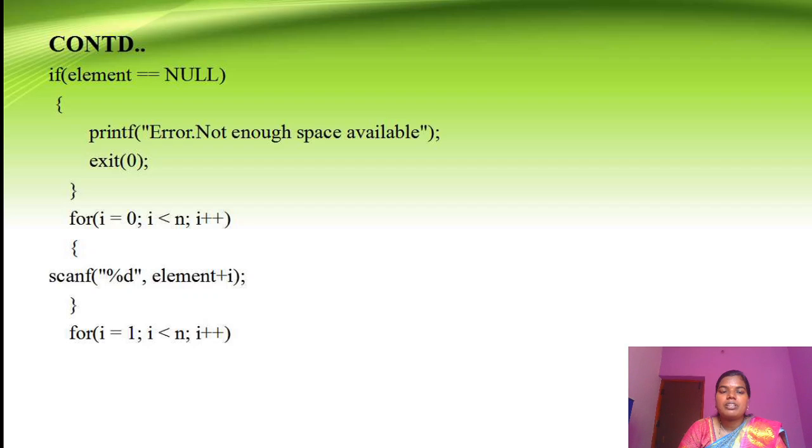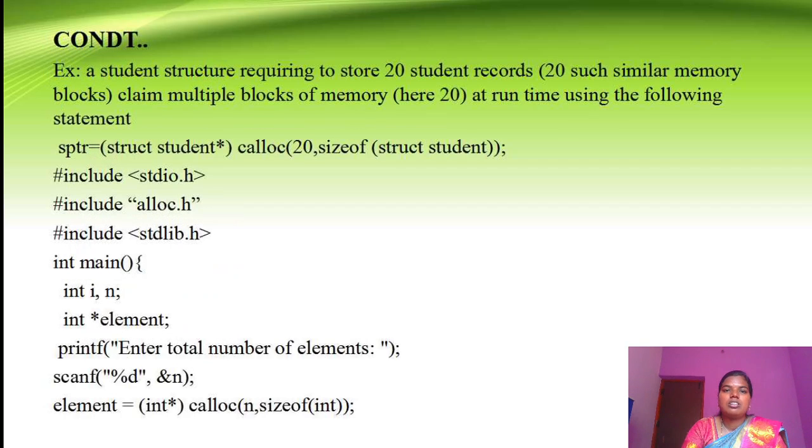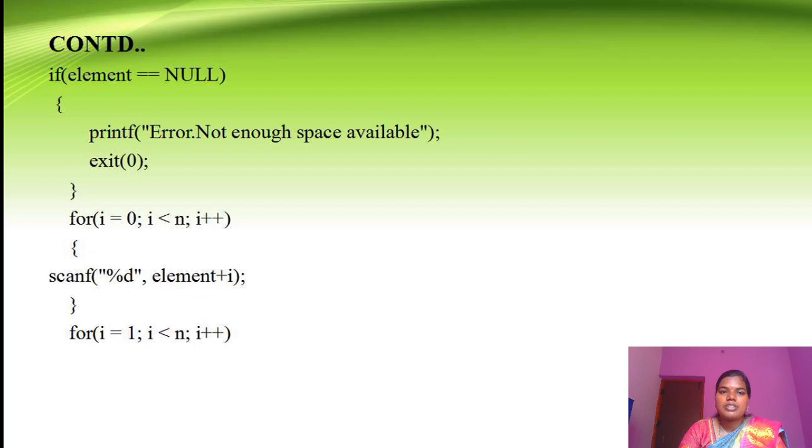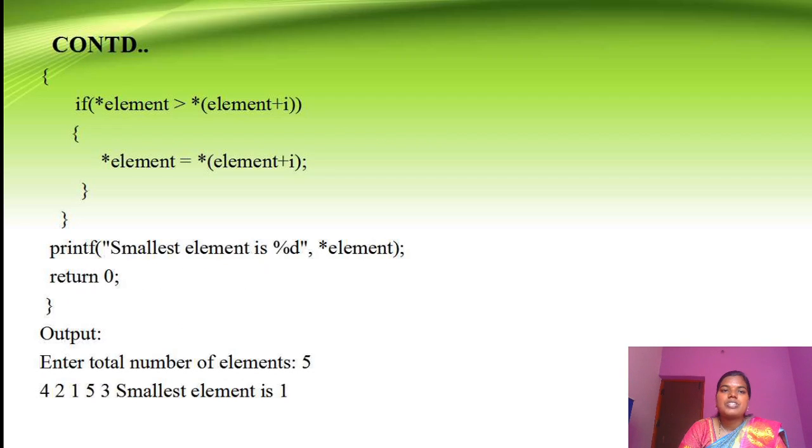Then after inputting, I need to find the smallest element in this array. So for that, I require for i = 1, i < n, i++. First I will check whether *element is greater than *(element + i). That means the first element is greater than the second element.